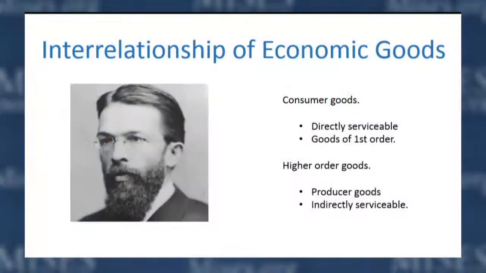But then he contrasts these consumer goods, these goods of the first order, with higher order goods. Higher order goods we could also call producer goods. These are goods that are indirectly serviceable. These are goods that are used eventually, ultimately, to produce consumer goods.